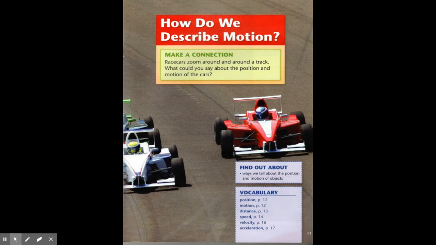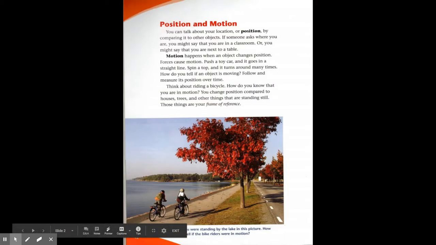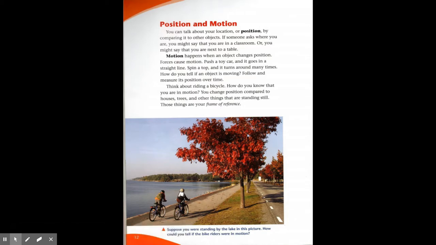Our vocabulary words are position, motion, distance, speed, velocity, and acceleration. Position and motion. You can talk about your location or position by comparing it to other objects. If someone asks where you are, you might say that you are in a classroom, or you might say that you're next to a table. Motion happens when an object changes position. Forces cause motion. Push a toy car and it goes in a straight line. Spin a top and it turns around many times.